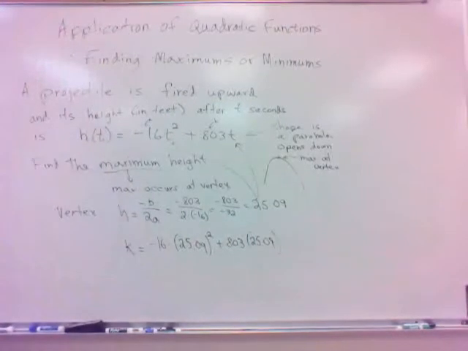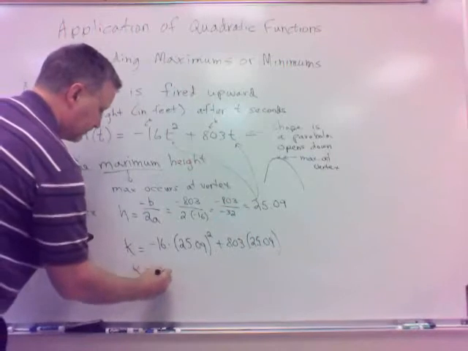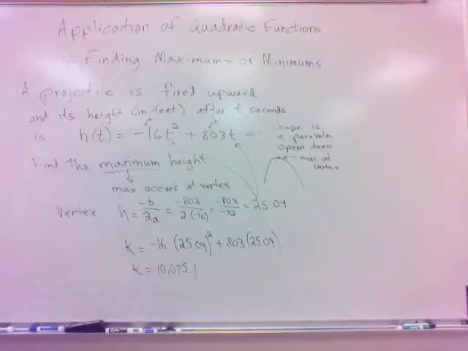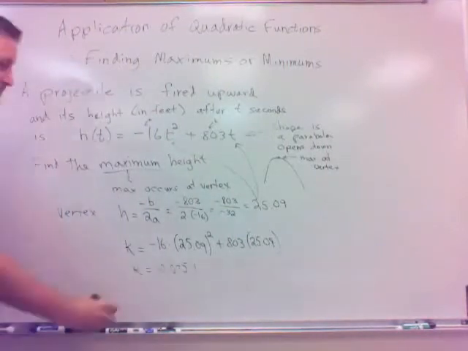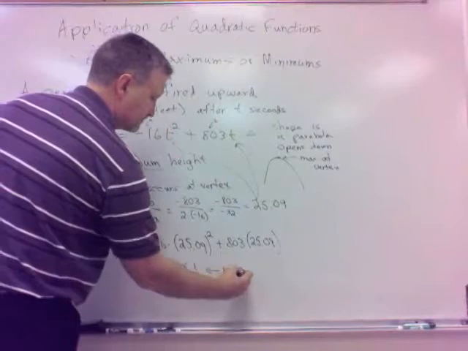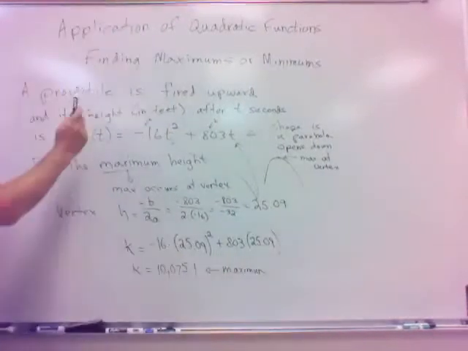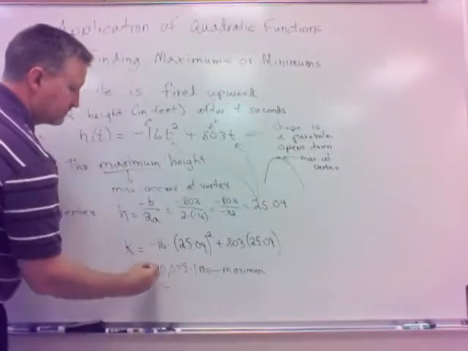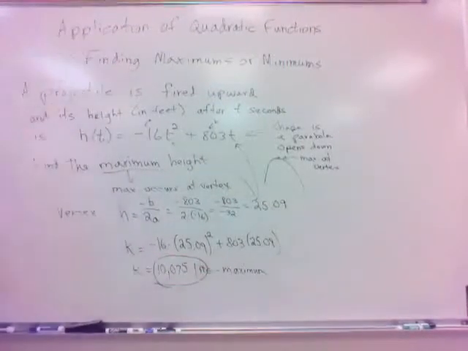Okay, well, let's do it. Negative 16 times 25.09 squared plus 803 times 25.09. Put it all in at once. I get 10,075.1. So we fired that projectile pretty good, because that's right there our maximum, isn't it? This is the maximum. K of the vertex. And that is the height in feet, so 10,075.1 feet is my maximum. Okay?